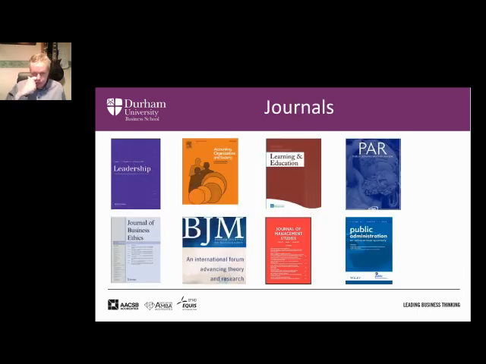In terms of journals, these are some of the journals that I've mentioned, and the reason for putting these up is they're all well-regarded journals in their field, but I've been able to publish in each in quite different areas: leadership, accounting, public administration, management education, ethics, and general management studies, using the same kinds of methods and approach of documentary analysis.